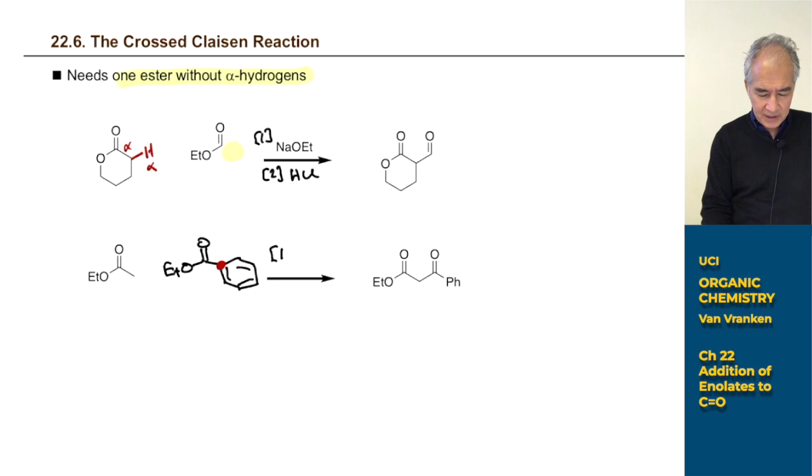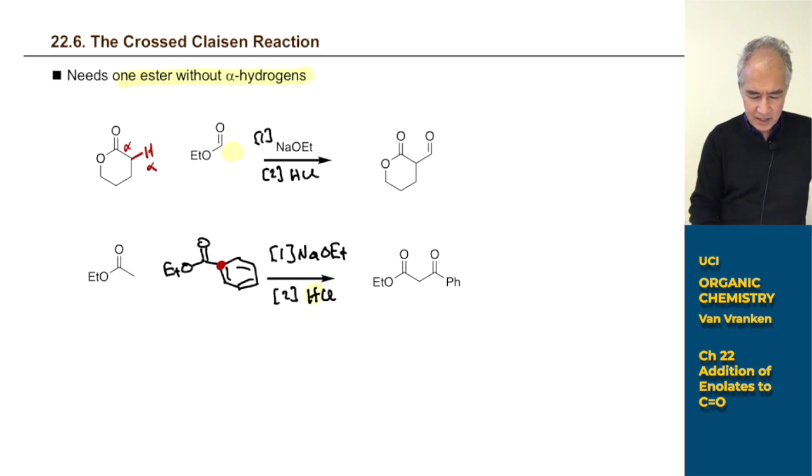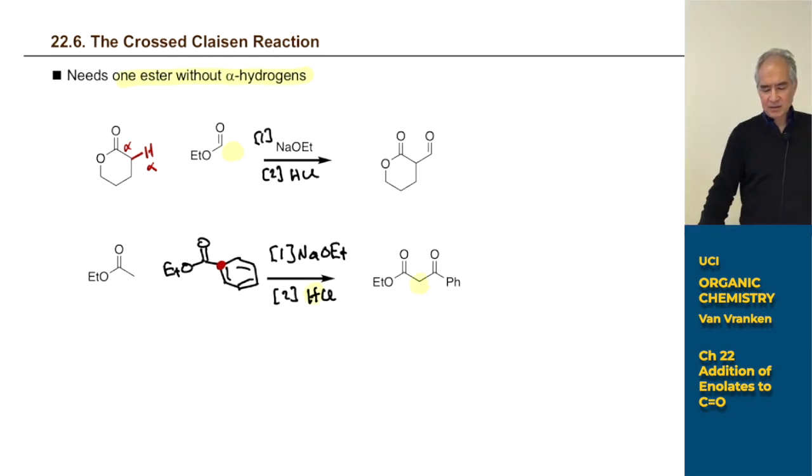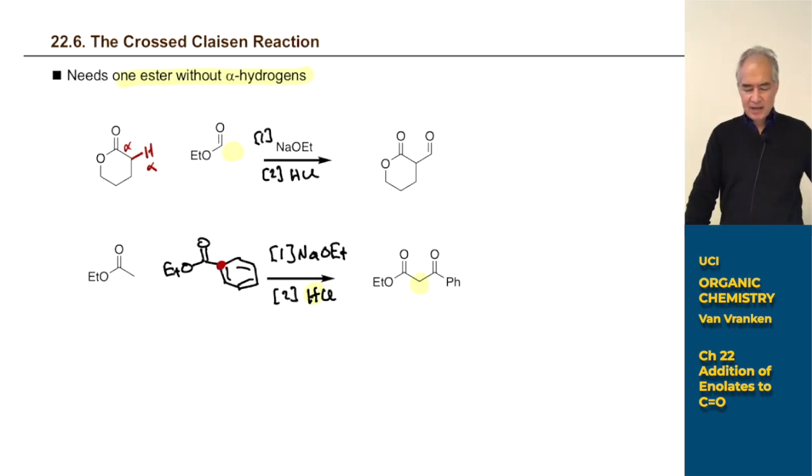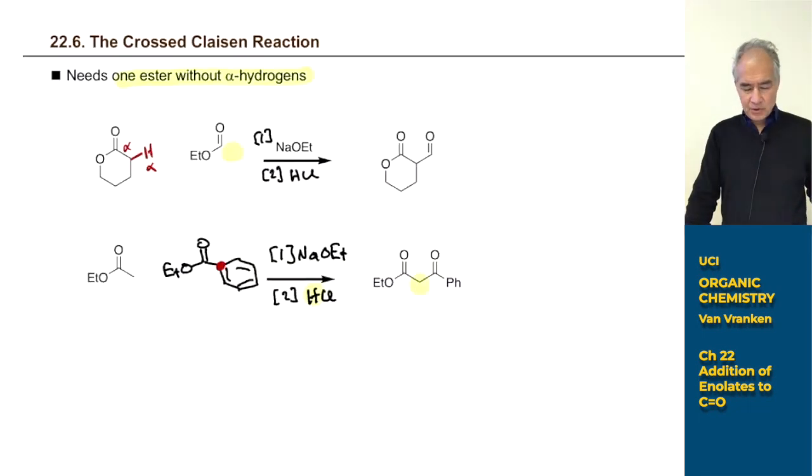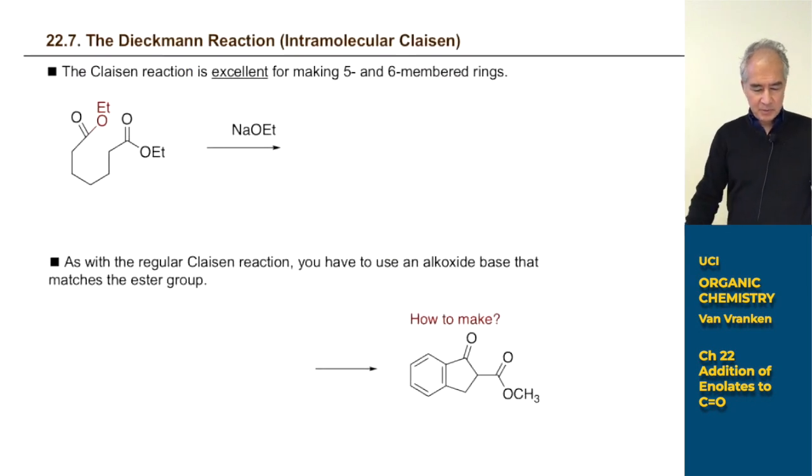So step 1 is going to be sodium ethoxide. Ethoxide is more common than methoxide, just because ethanol is very inexpensive. And then we follow this up with a workup. Remember that the HCl workup puts the proton on that stable enolate product. You can't protonate the enolate product using just water. All right, so crossed Claisen is pretty useful.